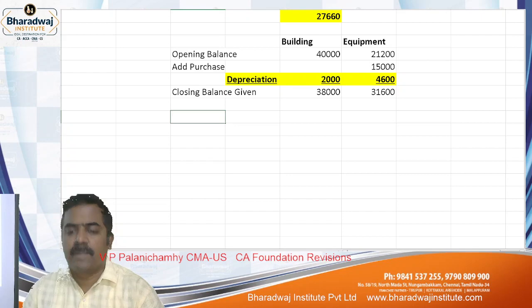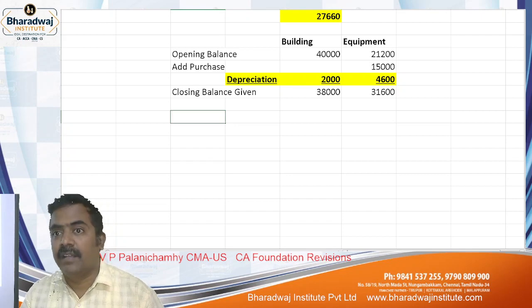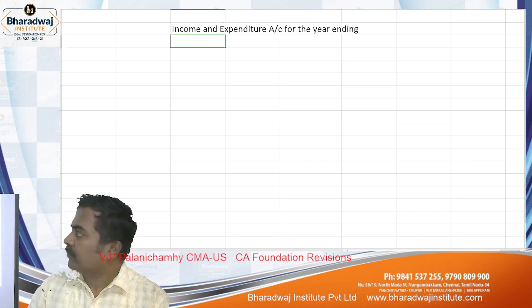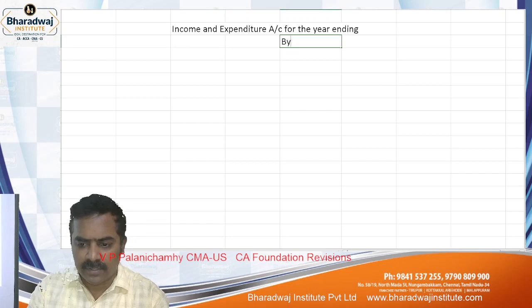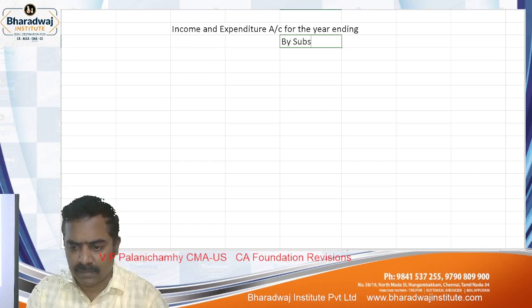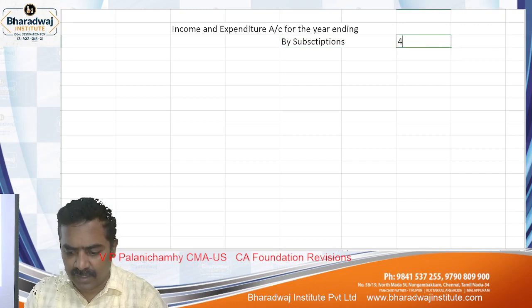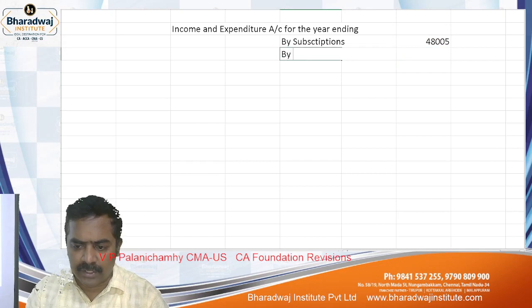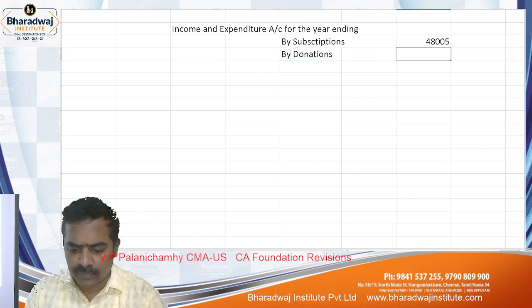Any answer? 79? Okay. Surplus. Good. Let us see. I don't know the answer, let us see. Income and expenditure account for the year ending. Okay, tell me the incomes. By subscription, 48,005. Then by donations, how much? 14,500.